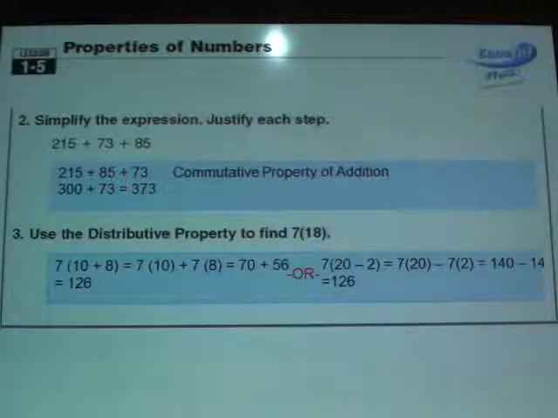Well, 215 plus 85 makes 300. And that's really easy to work with because now it says plus 73. So I'm combining 300 and 73. Well, that's kind of a giveaway to the answer because 373 is 373. Solved much easier, no calculator, all mental math, thanks to the commutative property of addition.